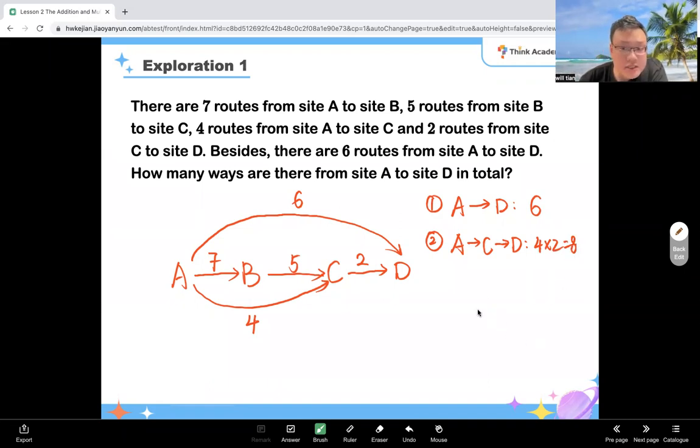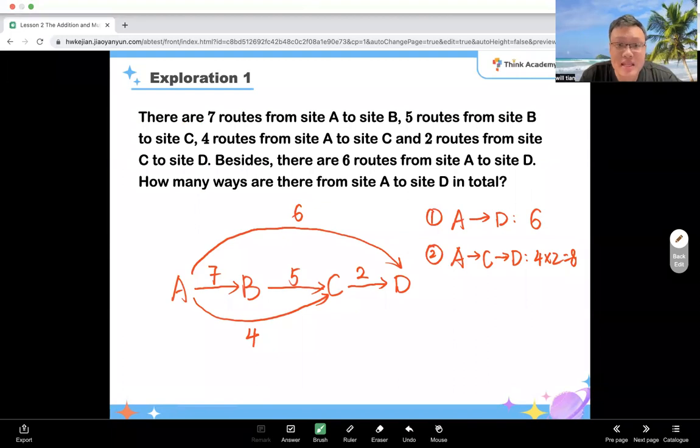All right, guys, so far so good? From A to C to D, 8 ways. Any questions do you have? I just saw someone raise your hand. Okay, you can unmute yourself now. Tell me your question. Why is it times and why isn't it adding? Can you repeat your question? So why is it times and not adding? Why do we use times, not adding?